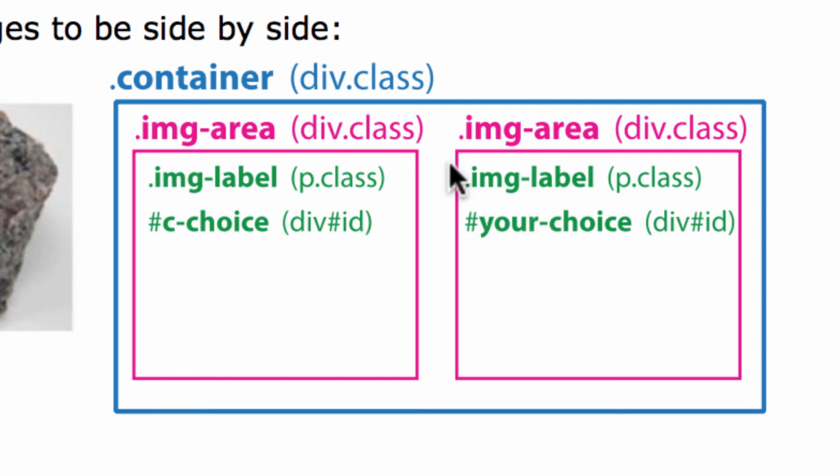We're going to have a paragraph, and then we're going to have another div with an ID, and that's where our picture is going to go. And that's going to be very specific, so we will have an ID for that so that we can make it be the computer choice, and this one could be your choice, so two different pictures can display there. So that's what we're going to have to do next.